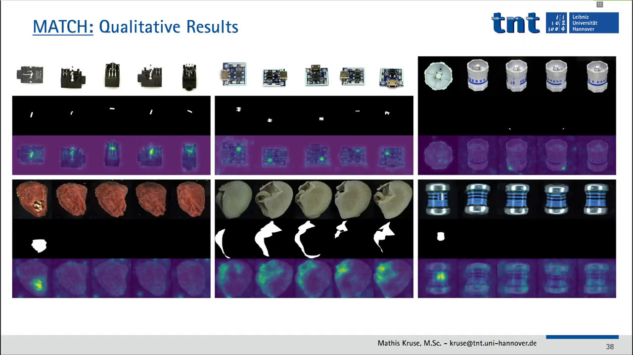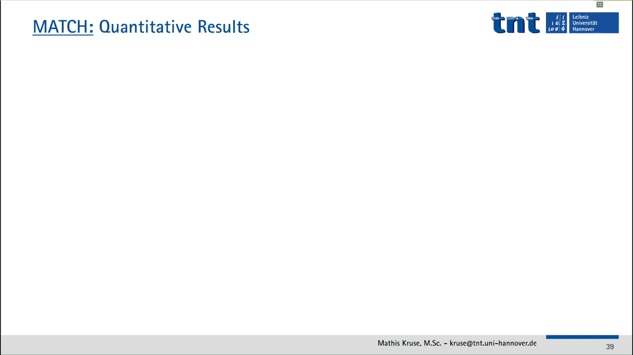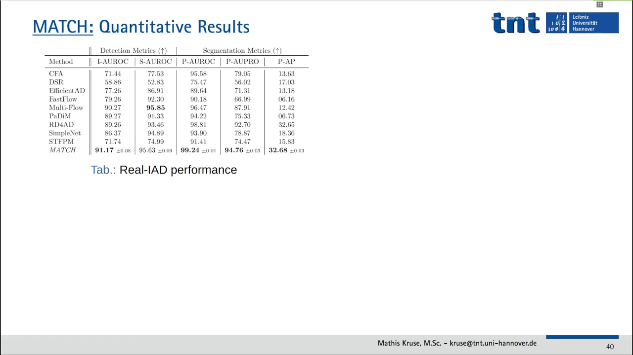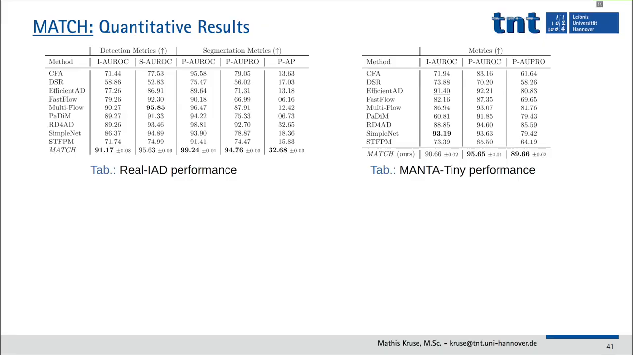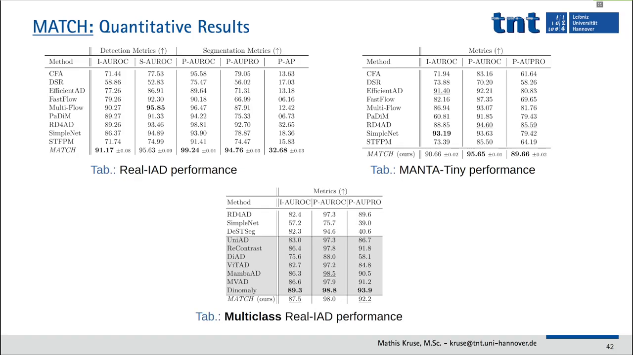Qualitative results look great. Our model is able to segment anomalies quite well across multiple views. Quantitatively, we reach great performance on the Real-IAD dataset, both segmentation and detection. We are also one of the first to benchmark the Manta Tiny dataset, where we also reach great performances. We even include extra experiments on multi-class anomalies.